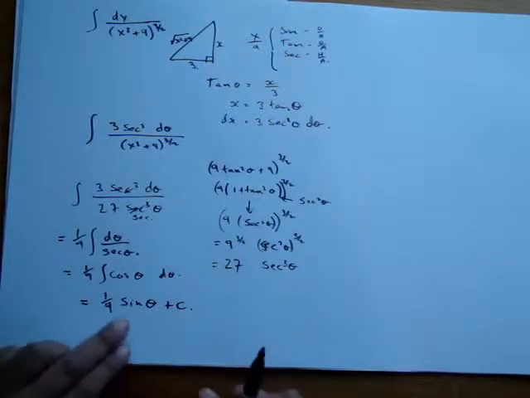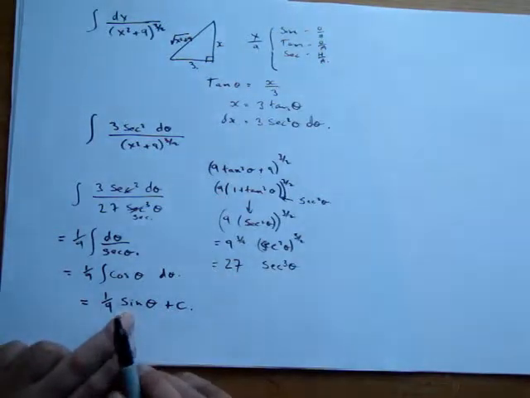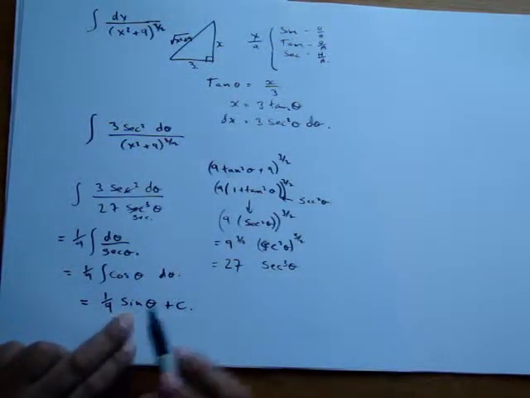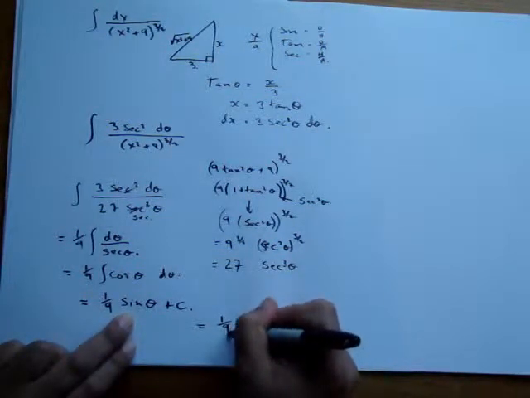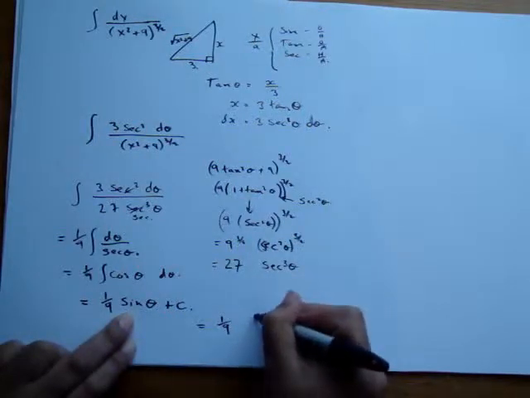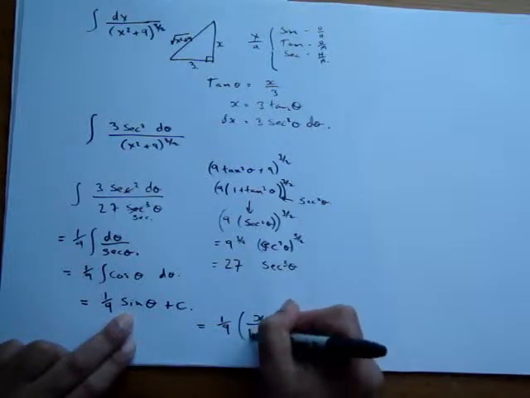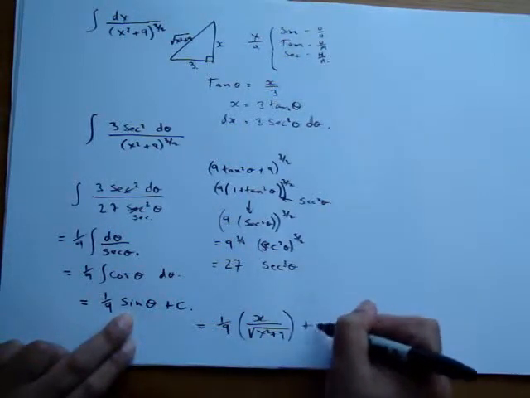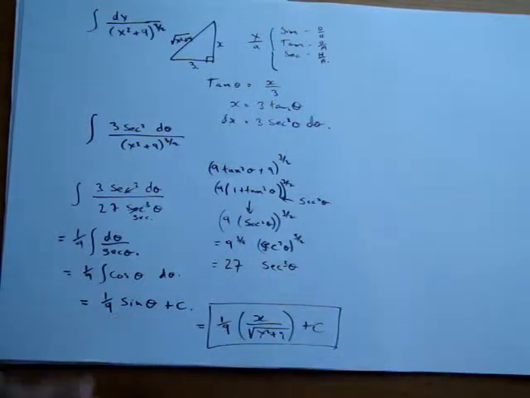Now we replace the sin theta from our table at the top, and sin theta is opposite over hypotenuse, so our final answer is 1/9, opposite is x, and the hypotenuse was square root of x squared plus 9, plus c. And that is our answer.